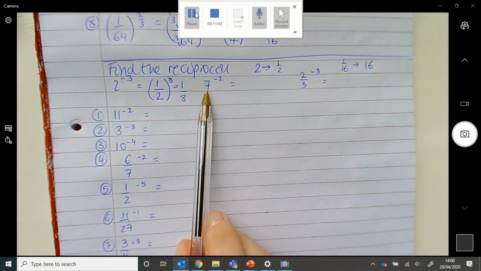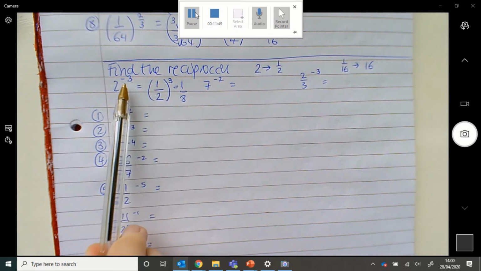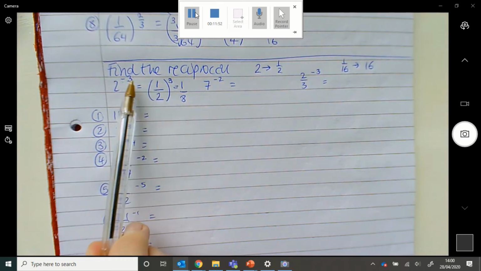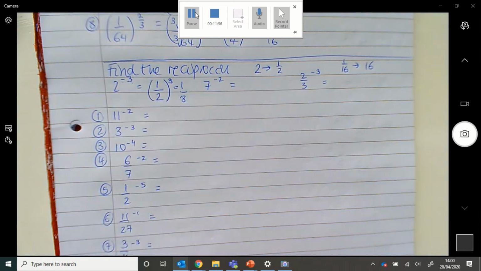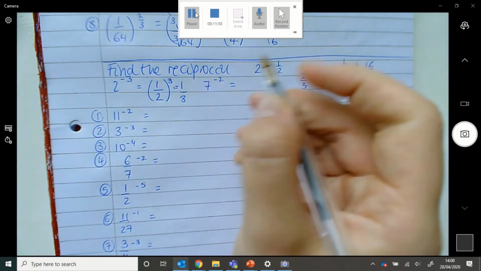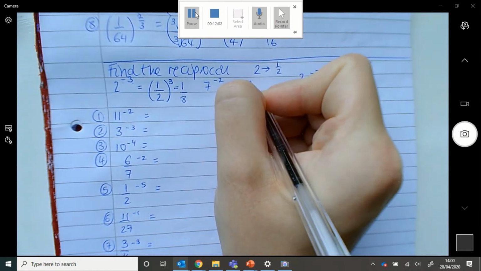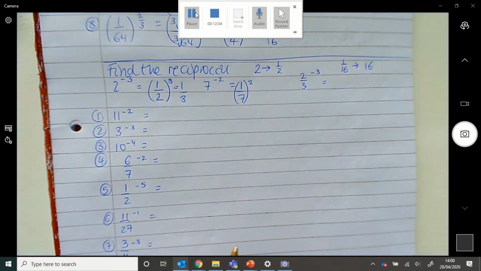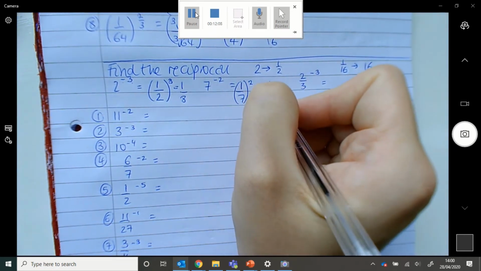Same thing here, I've got 7 to the power of negative 2, so the negative tells me to find the reciprocal. You'll notice on my previous example, once I've used the power to find the reciprocal, then that negative doesn't appear in my answer anymore. So first thing, find the reciprocal of 7, which is 1 over 7, and then I've still got that power of the 2 that I need to use. That tells me to square everything. 1 squared is 1, 7 squared is 49.